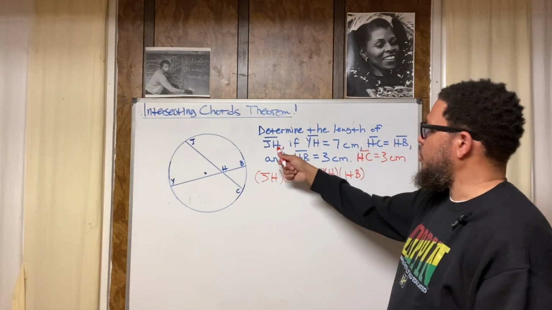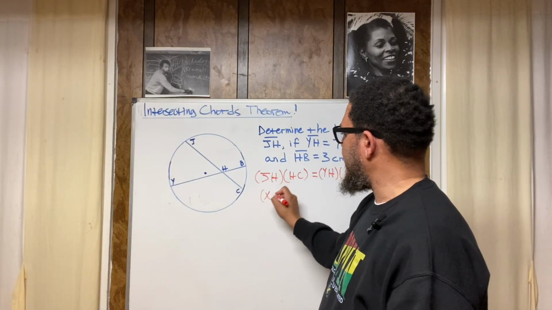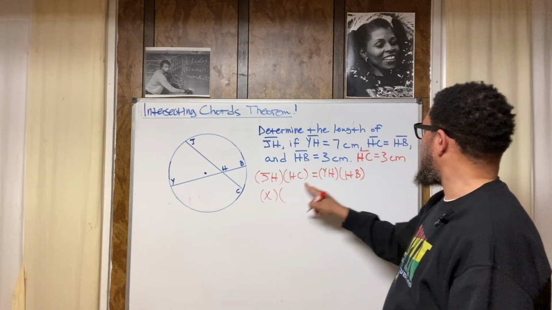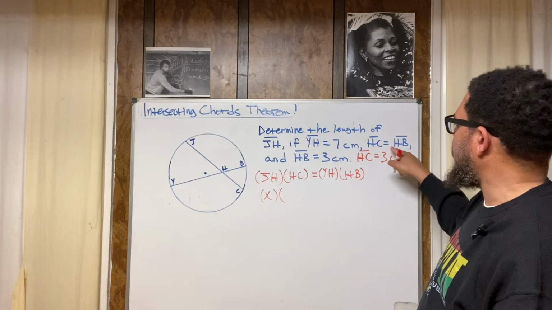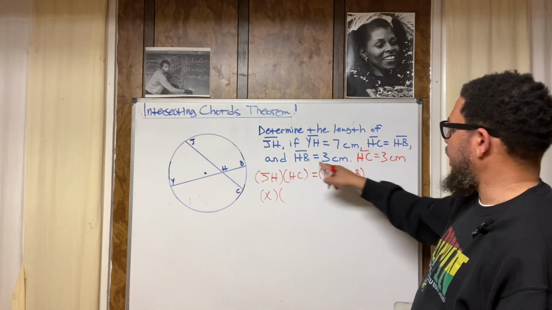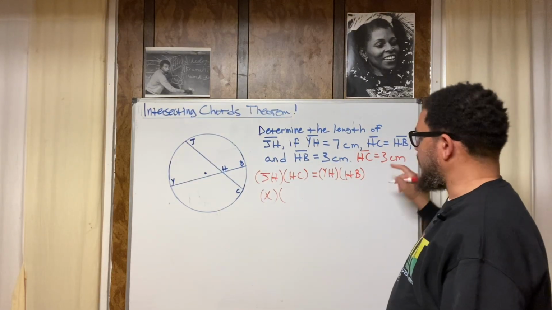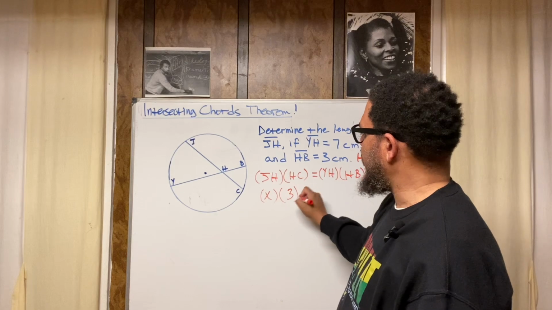All right. Now we're just going to replace everything we know. Determine the length of JH. So we don't know what JH is. So let's create a variable for JH. Let's call that X. Do we know what HC is? Yeah, we do. We know HC is congruent to HB. HC equals HB. So then HB is 3 centimeters. So therefore, by the transitive property, HC must also be 3 centimeters. So we're going to replace HC with a 3.